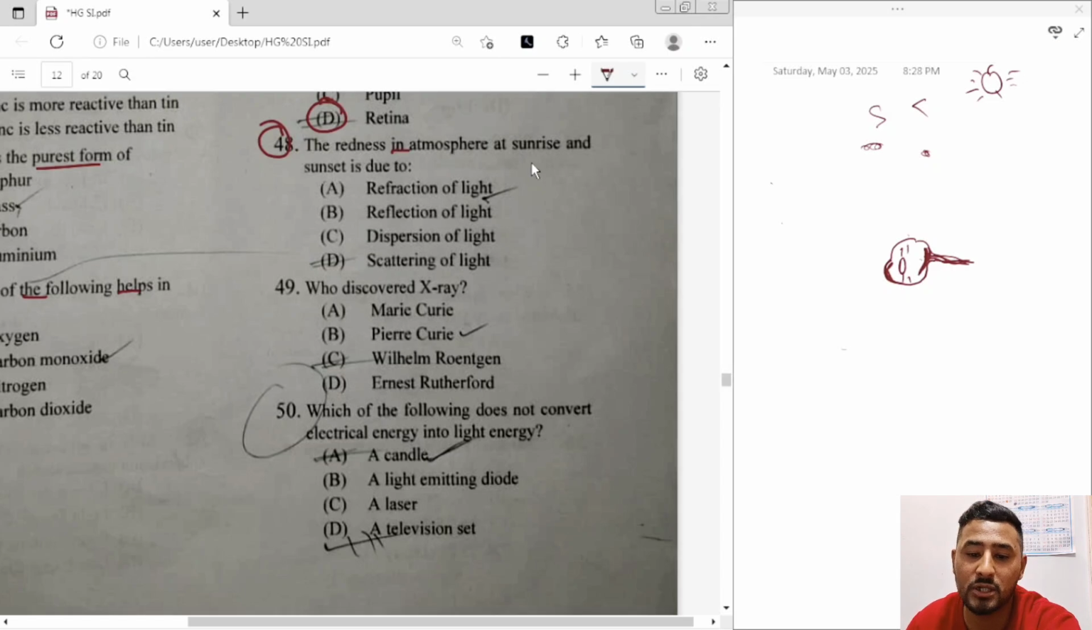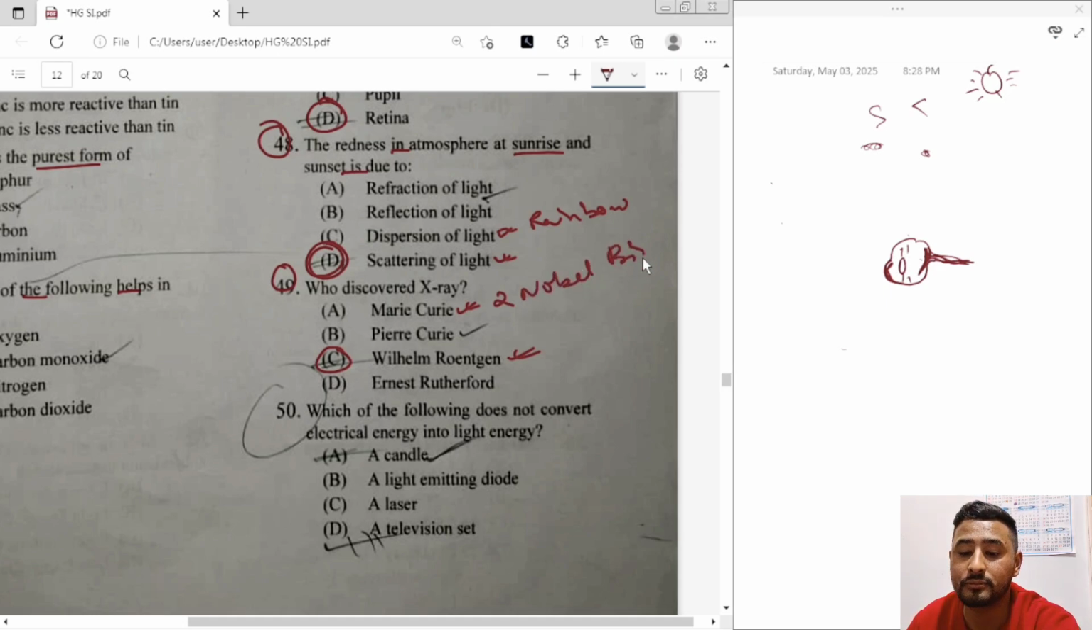48. The redness in the atmosphere at sunrise and sunset is due to what? It is due to the scattering of light. This person is responsible for the rainbow, remember. Who discovered X-ray? It is William Roentgen. And Marie Curie, remember, won 2 Nobel Prizes.